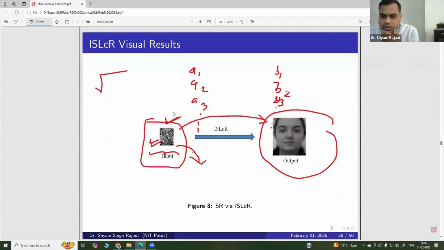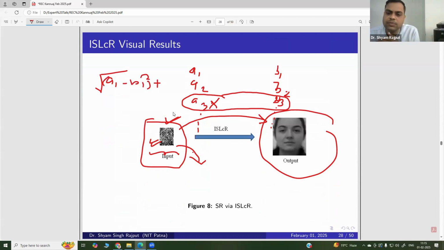So suppose this pixel is corrupted. If we exclude this part from the Euclidean distance calculation, then there will be negligible effect on the distance measuring. In the Euclidean distance, we do (A1 minus B1) squared plus (A2 minus B2) squared plus (A3 minus B3) squared. And suppose we have detected that this is an outlier, or this pixel has been corrupted by the noise. If we remove this component from the Euclidean distance, there will be a negligible impact on the calculation.